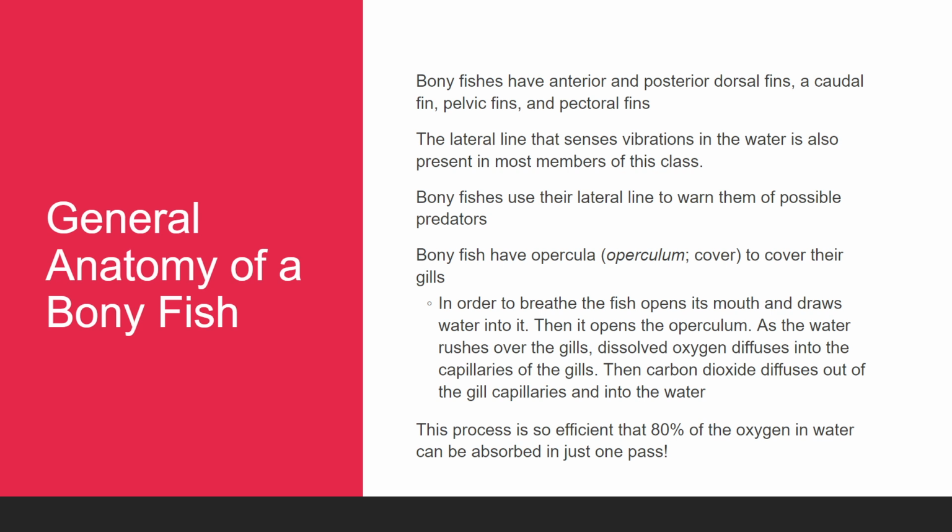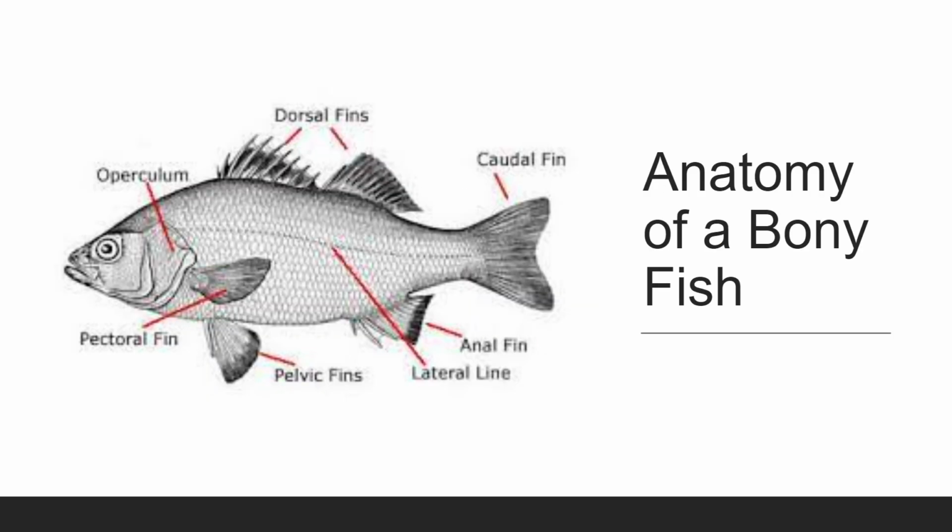Bony fish also have a cover for their gills called the opercula or operculum. In order to breathe, the fish must open its mouth, draw water into it, then it opens the operculum, and as the water rushes over the gills, dissolved oxygen diffuses into the capillaries of the gills, and then carbon dioxide diffuses out of the gill capillaries and into the water. This process is so efficient that 80% of the oxygen in water can be absorbed in just one pass.